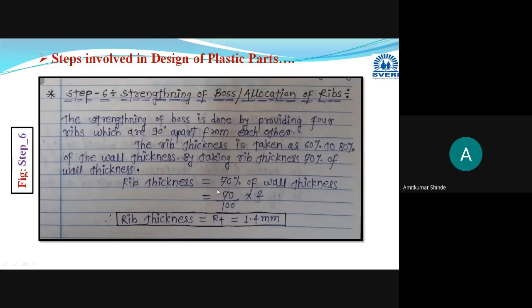You can choose any value, 60 to 80% of the wall thickness. Here I have considered 70% of the wall thickness. You can consider 60%, 65%, or 80% also. Within this range you have to consider 60 to 80% of the wall thickness. Hence the rib thickness here will be 1.4 millimeter. 70% I have taken, and 2 millimeter wall thickness we have considered. Hence the rib thickness will be 1.4 millimeter.